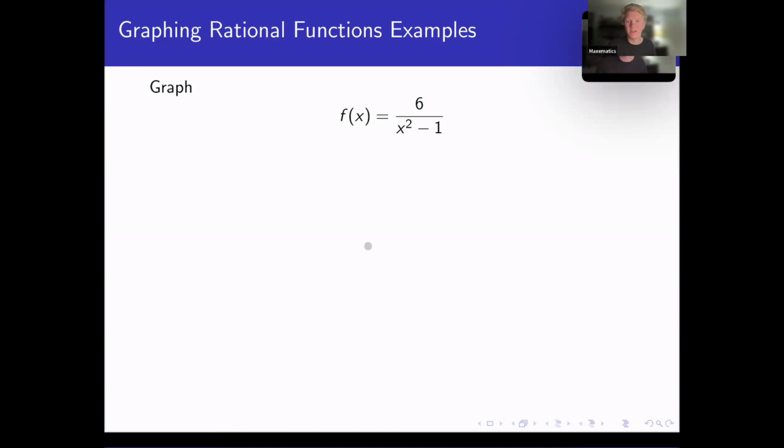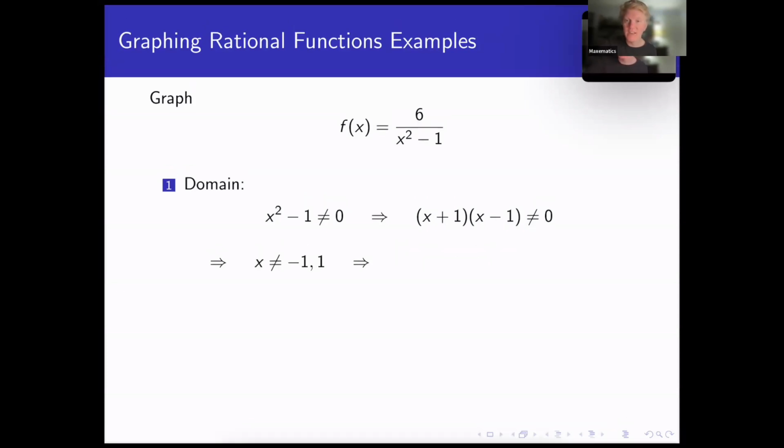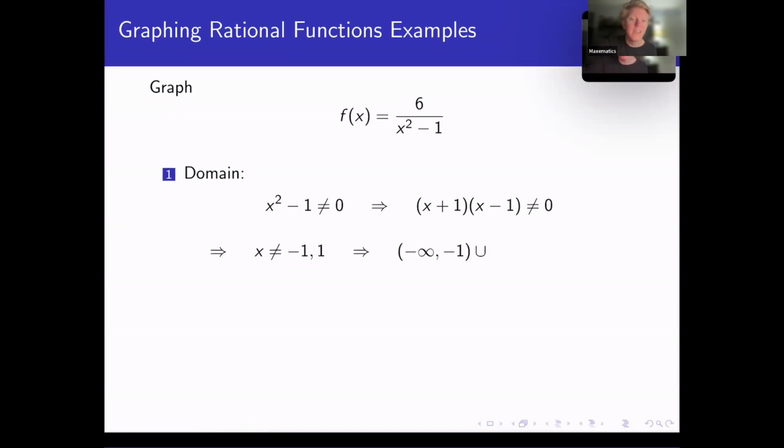Another one, 6 over x squared minus 1. Let's start with the domain. We need to make sure the denominator doesn't equal 0. Well, x squared minus 1 is x plus 1 times x minus 1. Set each one equal to 0. And we get everything to the left of -1, everything between -1 and 1, and everything to the right of 1.